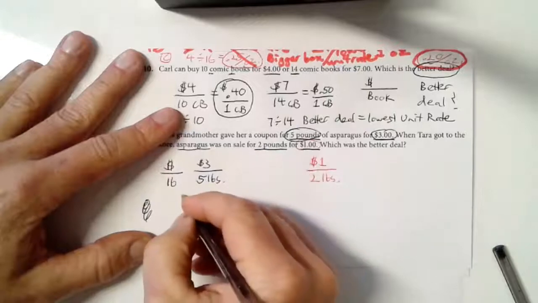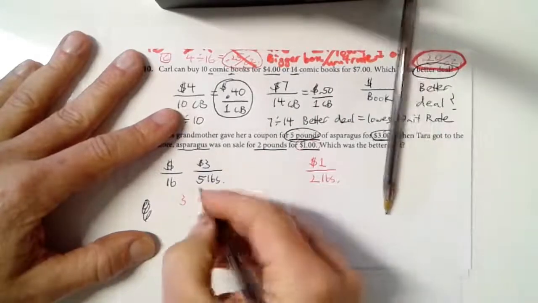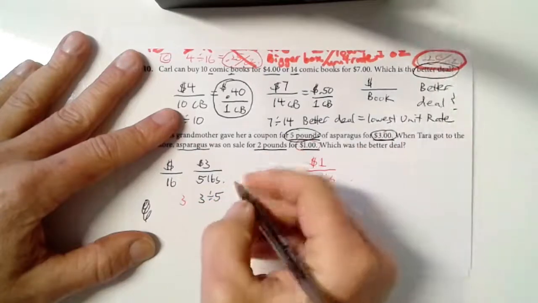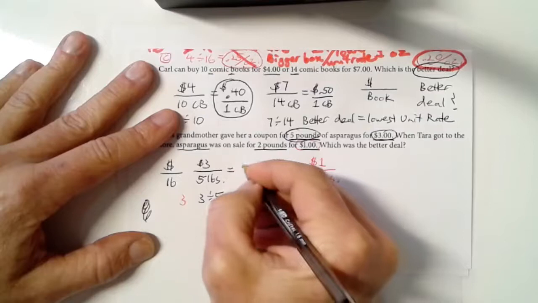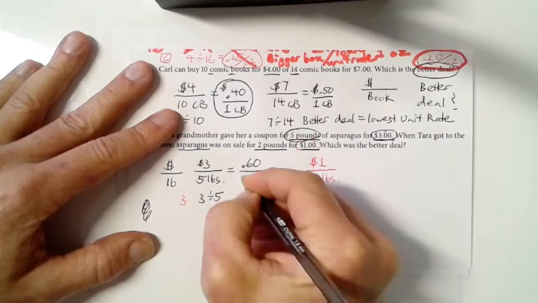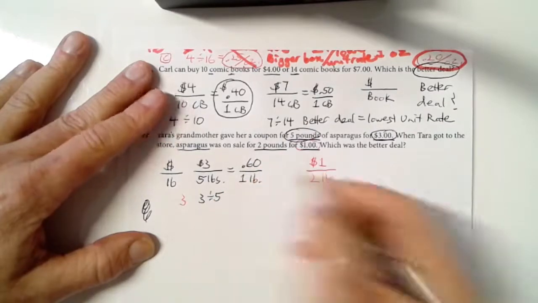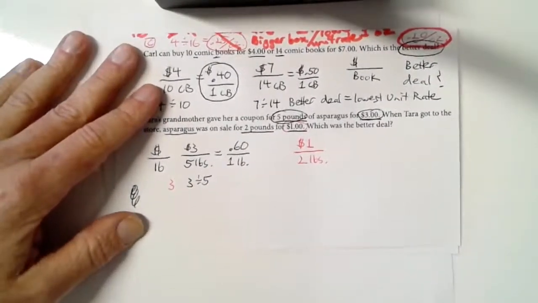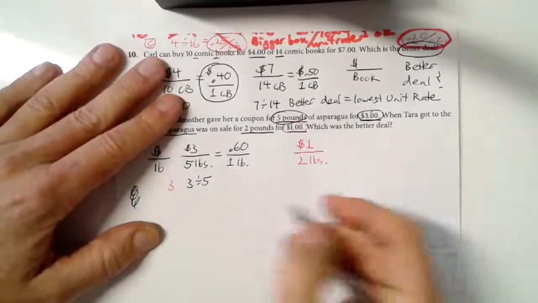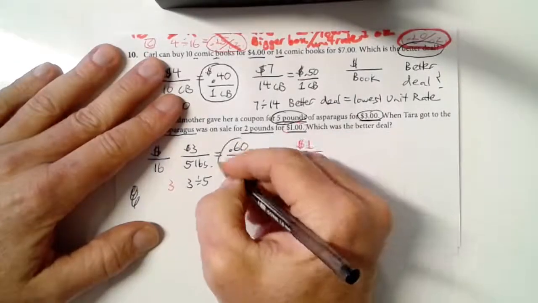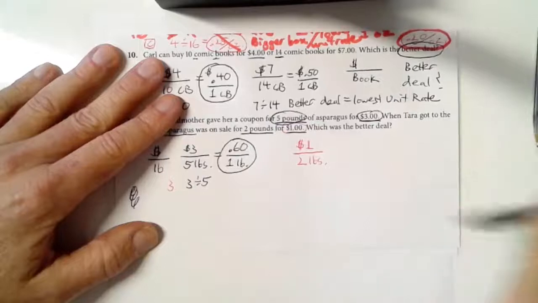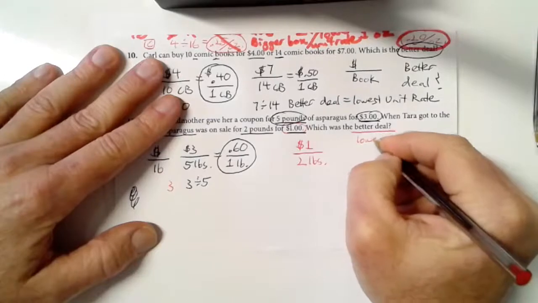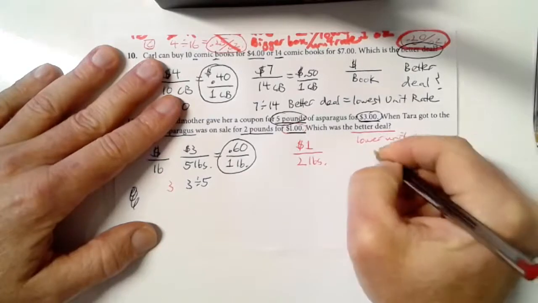So if I go 3 divided by 5, we get 60 cents for 1 pound of asparagus. I just bought some the other day, and a lot of times asparagus is just priced for each piece. But anyway, here we go. There's 60 cents for 1 pound. We're looking for the better deal, so we're looking for a lower unit rate. Okay?